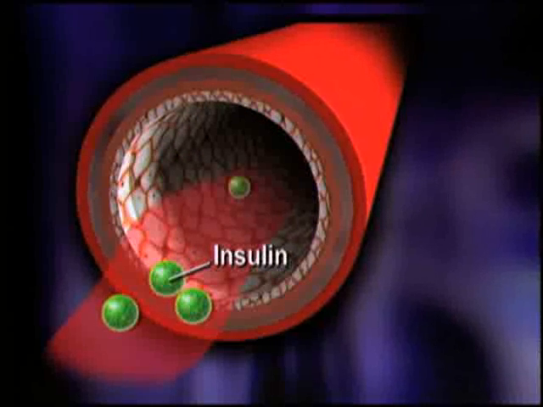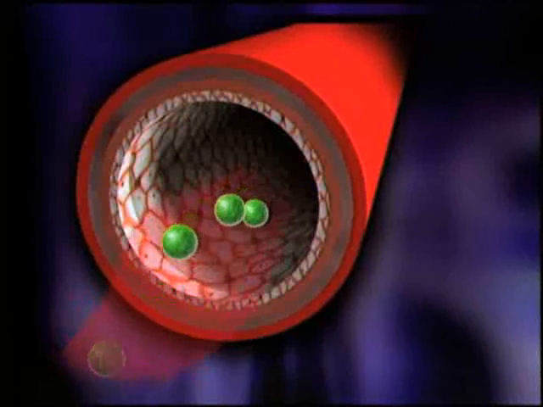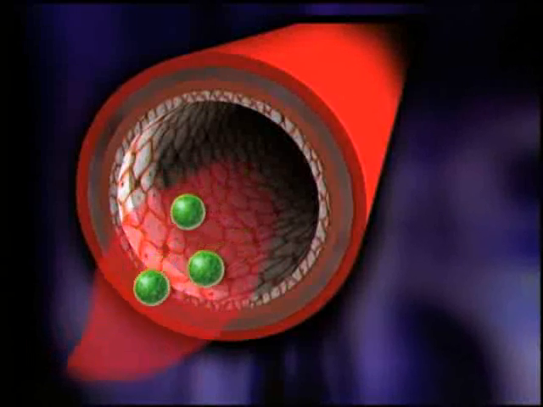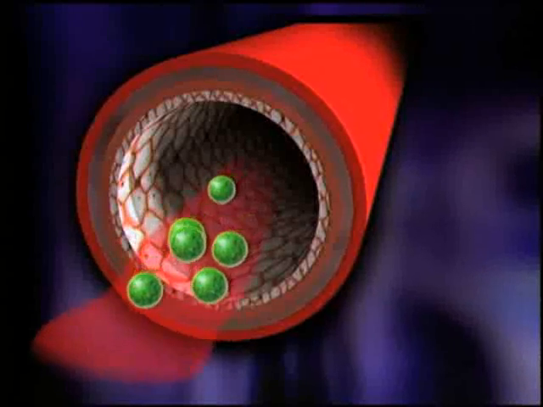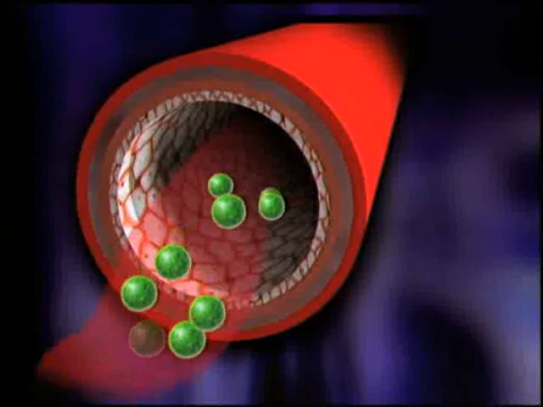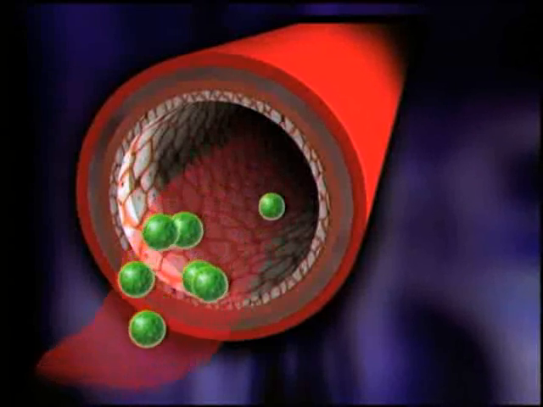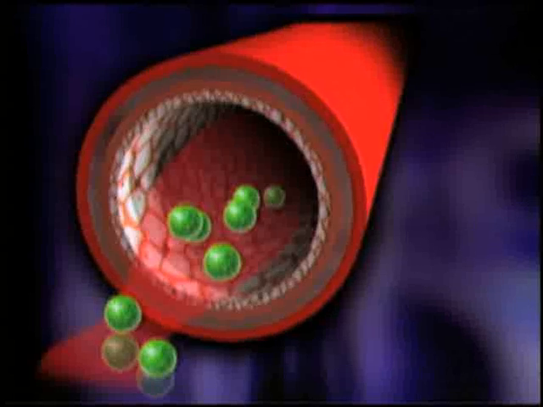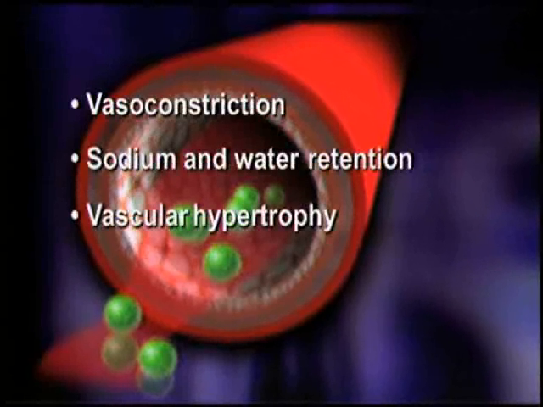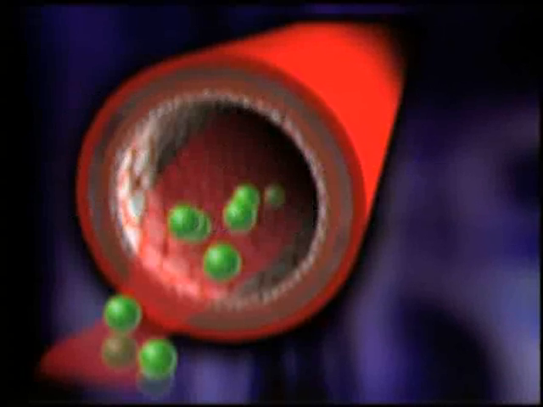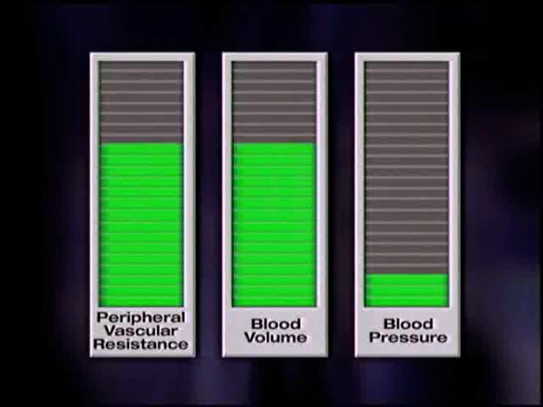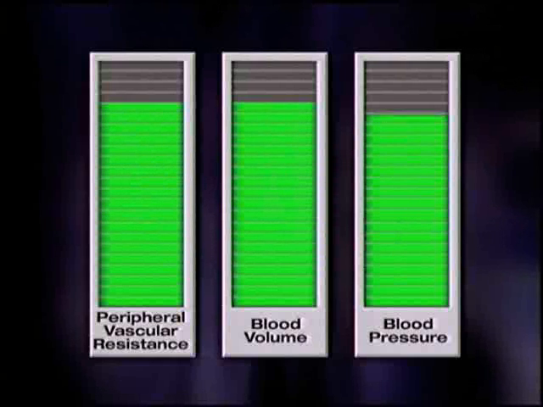In this condition, glucose can't readily enter the cells because their insulin receptors are too few or dysfunctional. In response, the body produces more circulating insulin. The rise in insulin may increase catecholamine secretion, leading to vasoconstriction, sodium and water retention, and vascular hypertrophy. Eventually, peripheral vascular resistance and the blood volume climb, raising the blood pressure.